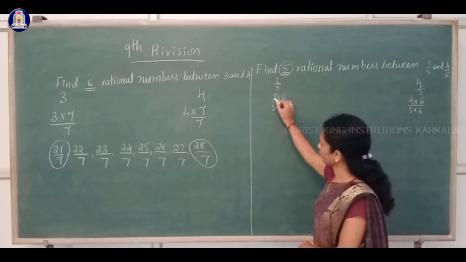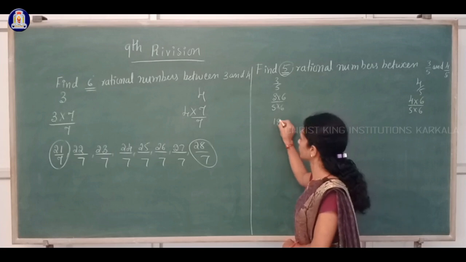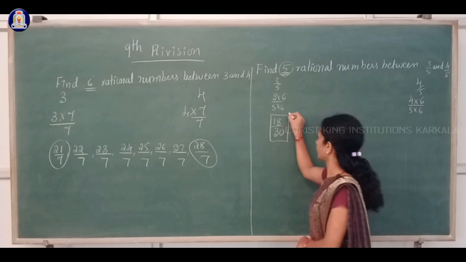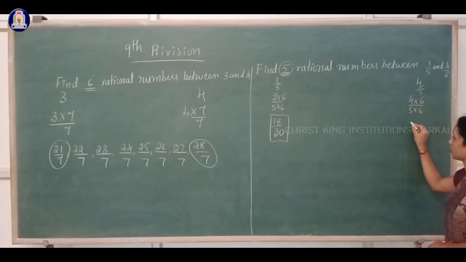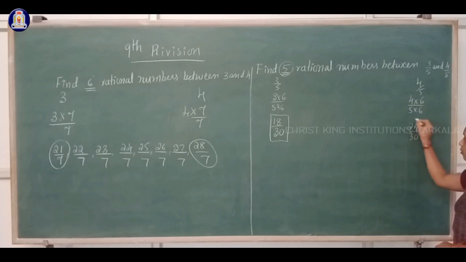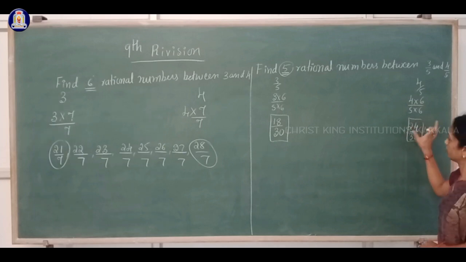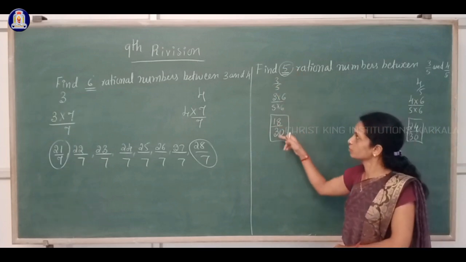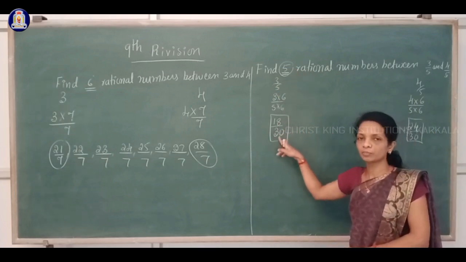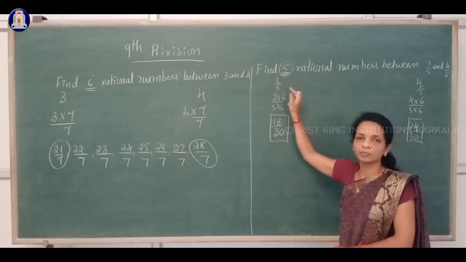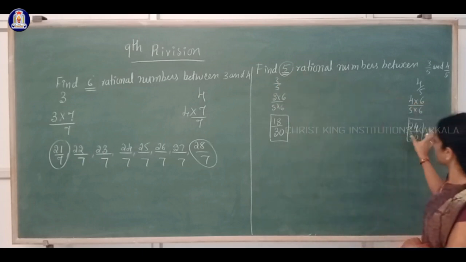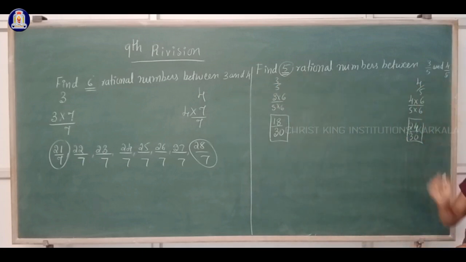Now 3 into 6 is 18, and 5 into 6 is 30. And here 4 into 6 is 24, divided by 5 into 6, that is 30. Now these two rational numbers are equivalent to the given two rational numbers. If you cancel both numbers by 6, you will get 3 by 5. So this number is equal to 3 by 5, and this number is equivalent to 4 by 5.